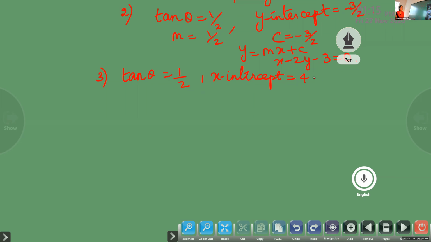Yes, x-intercept is 4. Tan theta is 1/2. So the formula is, Aditya S. Raj? Ma'am, y equal to m into x minus d. Whenever x-intercept is given, we will denote that as d. M is given, slope m is tan theta, it is 1/2. Substitute it and find the equation.